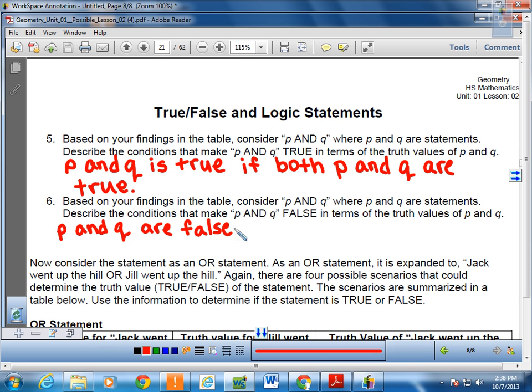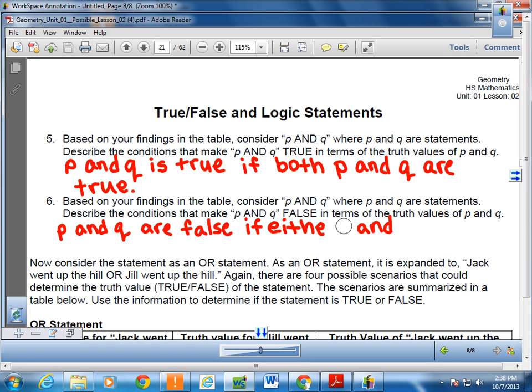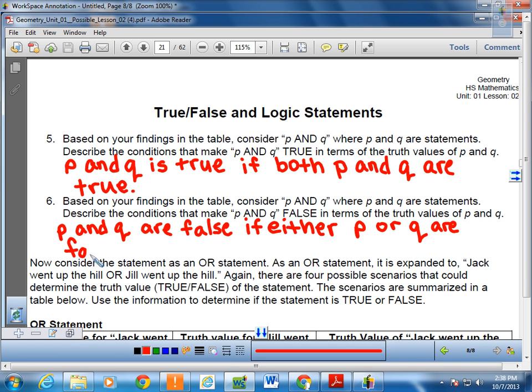If either P or Q are false, or both of them are false. Right? So it's false if one or both are false.